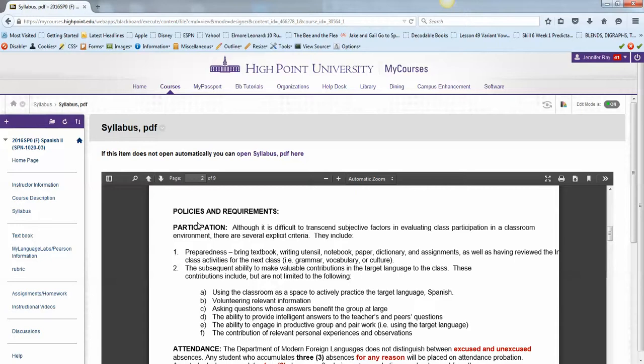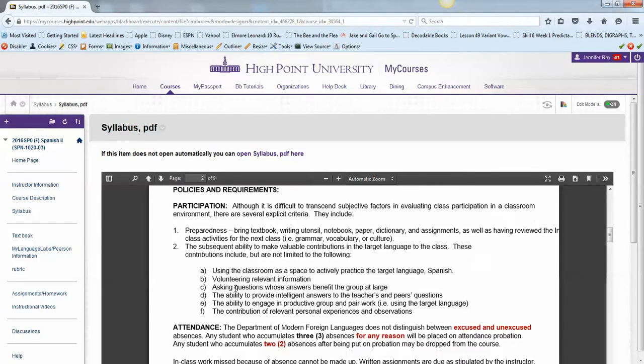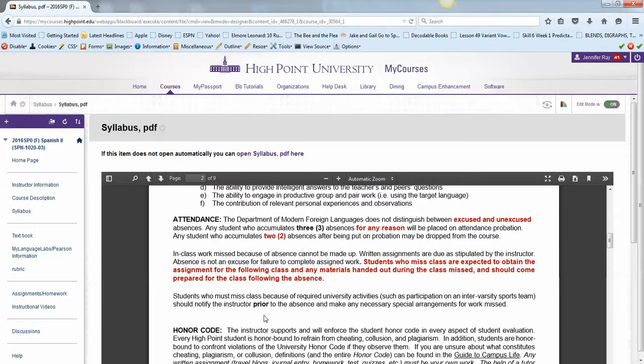Let's see. So for participation, you need to be prepared. Bring your textbook, writing utensil, notebook, paper, dictionary, etc. You need to have the ability to make valuable contributions in the target language to the class. So basically, when I ask you questions, you need to be volunteering to respond to those questions.